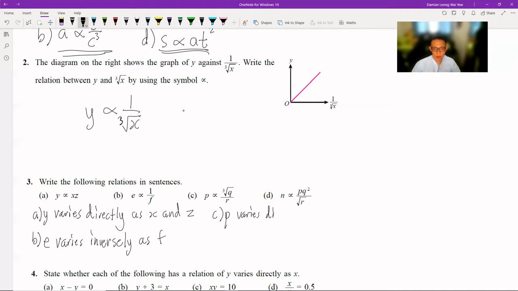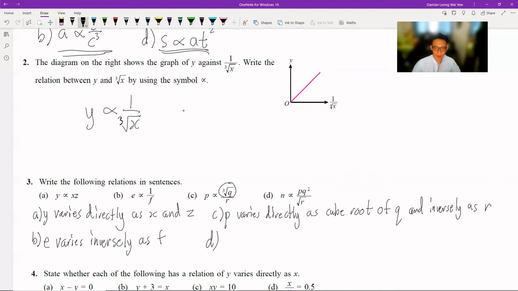And for C, P varies directly as this one on top. There's a cube root, so I use cube root of Q. And the R is on the bottom, so inversely as R. That's part C.